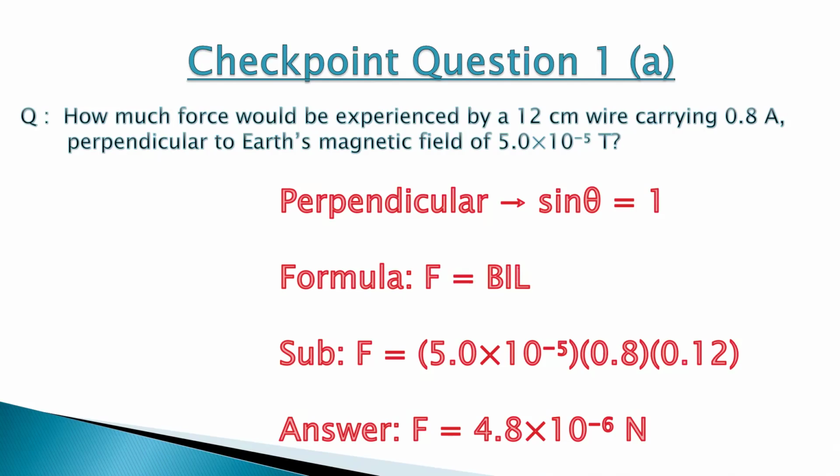Now, substitute the values. B equals 5.0 × 10^-5 Tesla. I equals 0.8 amperes. L equals 0.12 meters. That gives F equals 5.0 × 10^-5 times 0.8 times 0.12 equals 4.8 × 10^-6 newtons. That is a very small force, only a few millionths of a newton. It shows how weak the Earth's magnetic field is compared with laboratory magnets.